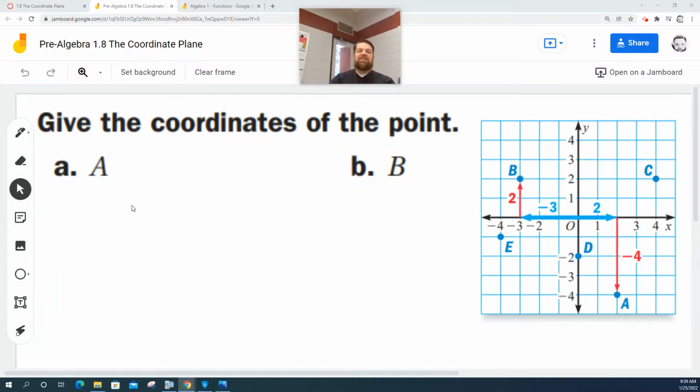All right, here we go. It says give the coordinates of the points here for point A and B. And actually, I'm probably going to do more than just A and B.